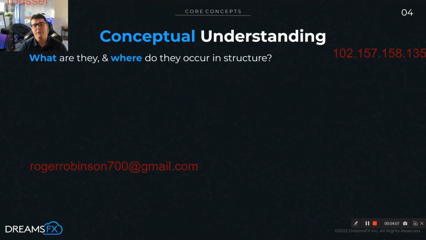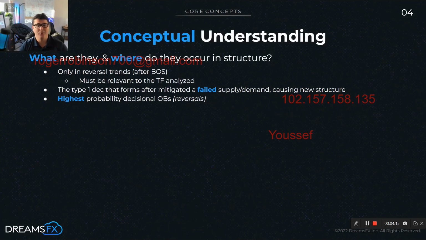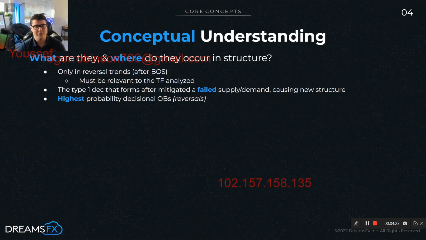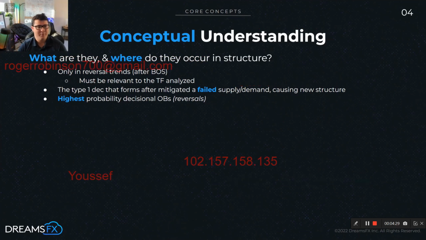What are they and where do they occur in structure? D2S and S2D decisionals only occur in reversal trends after a BOS. Critical, write that down. If they do not cause a new structural shift, they are simply not D2S or S2D decisionals, as you're going to see here in a few points below. Additionally, they must be relevant to the time frame you analyze them on. You're going to see once I pull up these diagrams what I'm referencing into that.